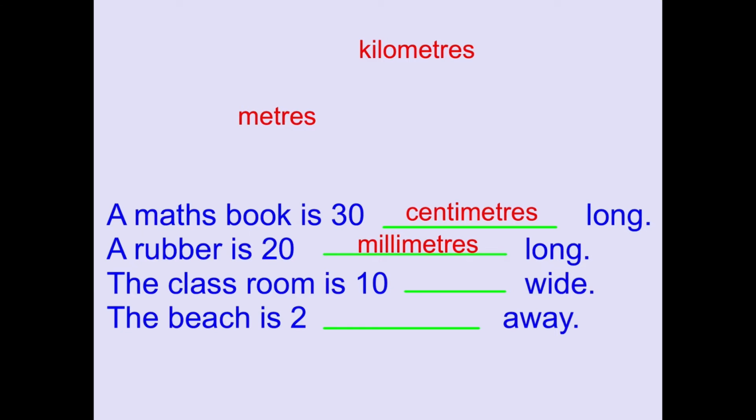The classroom is 10. Now the next one in order would be metres. So the classroom's 10 metres wide. 10 of those big sticks would go across the classroom. And the beach is 2 kilometres away. So that helps you to think about which unit you would use for which sort of measuring. So if you're measuring something really tiny, you wouldn't measure it in metres. And if you were measuring something that was far, far away, you wouldn't measure that in centimetres, you choose kilometres.